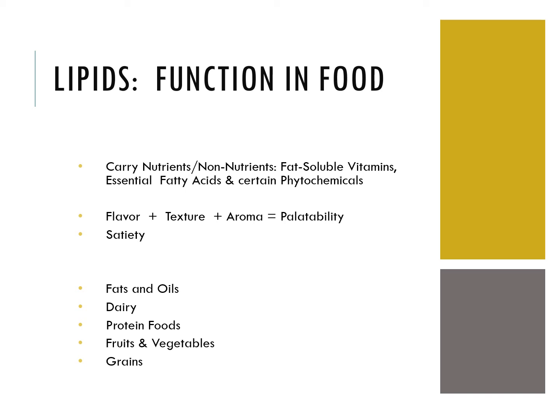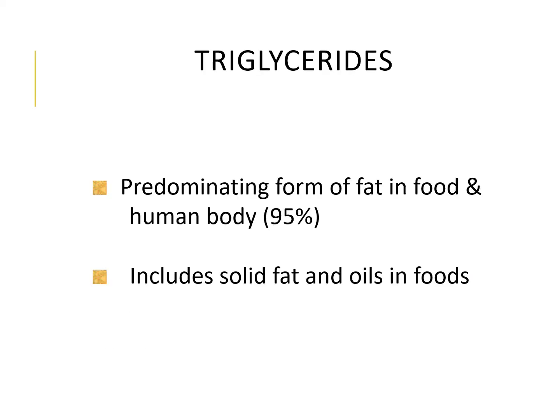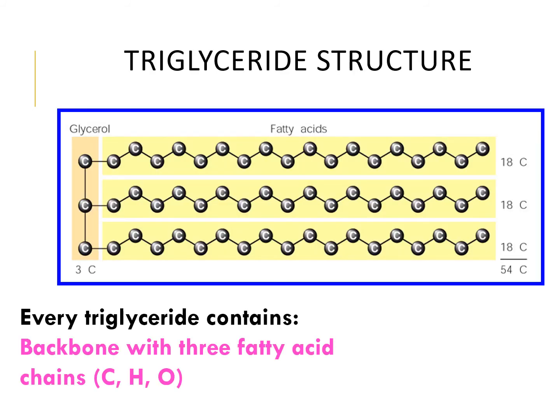All right. So lipids and their function in foods and where they are found in foods, really important. Predominantly 95% of fat found in food and in the body is in the form of triglycerides. So we'll spend most of our time talking about triglycerides. Structurally, these triglycerides are kind of fun. They got tails. They're not rings.